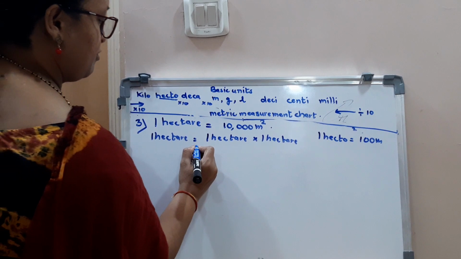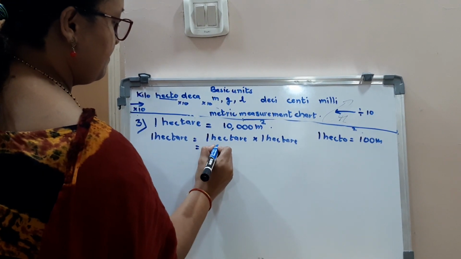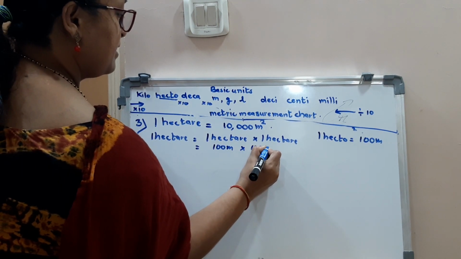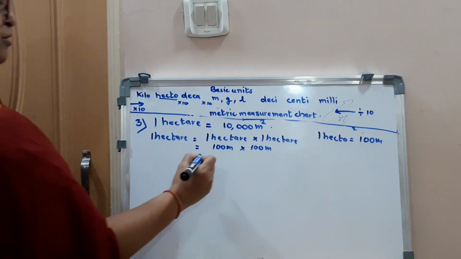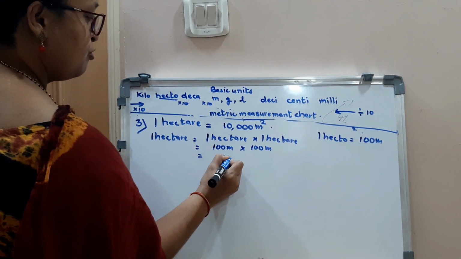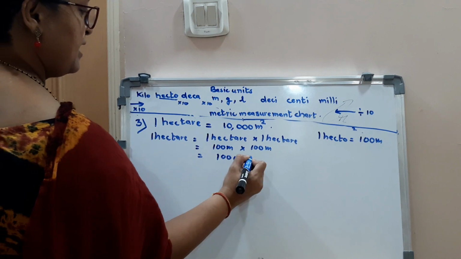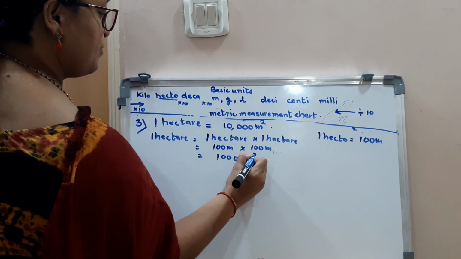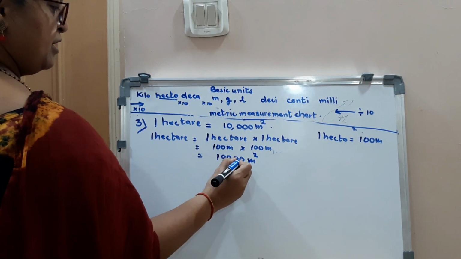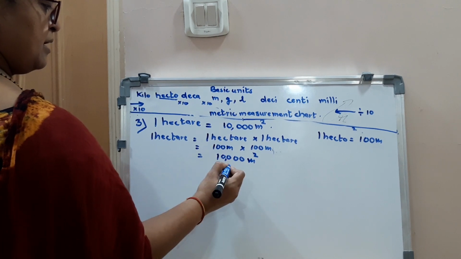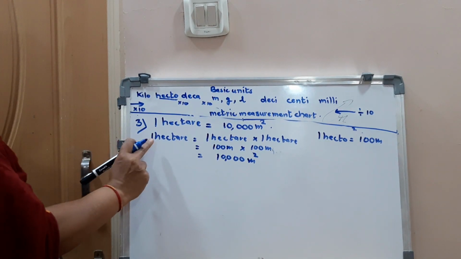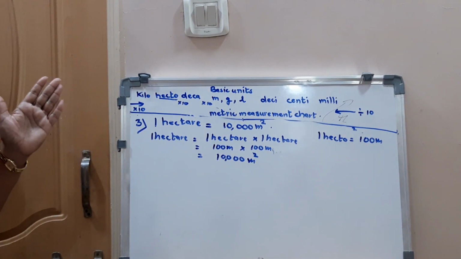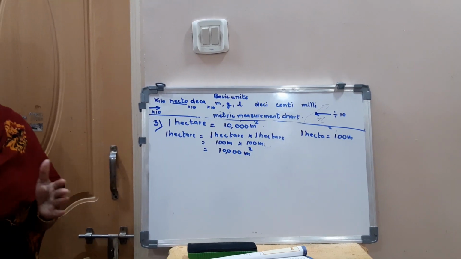So 1 hectare is equal to 100 meter multiply by 100 meter. And this will be equal to 1 2 3 4 meter square. So according to the Indian place value system, it is 10,000 meter square. So 1 hectare is equal to 10,000 meter square. These are all the relationships we have to set up, children, and any of the relationships can be asked for the exam.